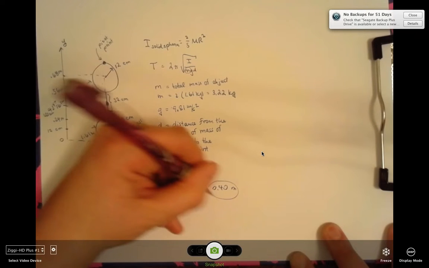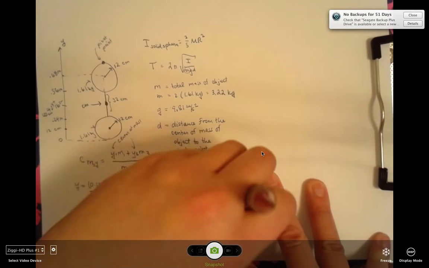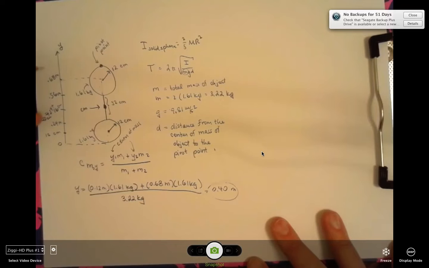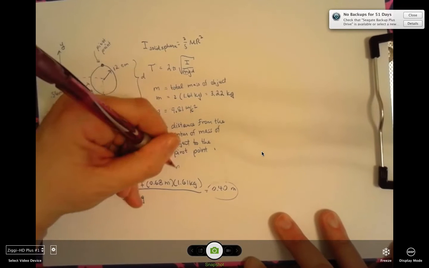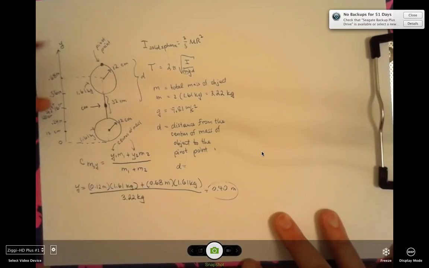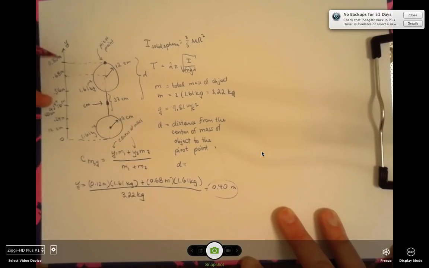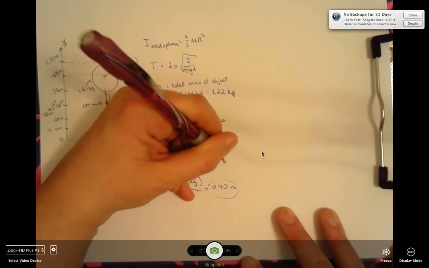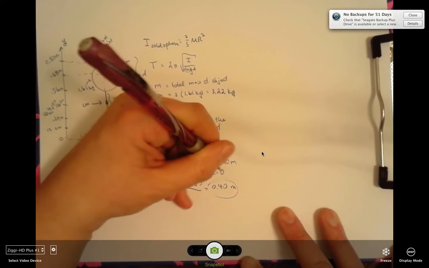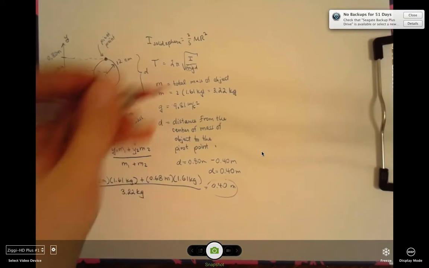So this is your D value. Oh, no, it's not. This is how far up your center of mass is from the bottom. Your D value is the distance from the pivot to the center of mass. So D is going to be the location of the pivot, which is 0.68 meters plus the last 12 here, so 0.80 meters, minus 0.40 meters, so D is going to be 0.40 meters. Okay, so that's your D value. That goes into here.